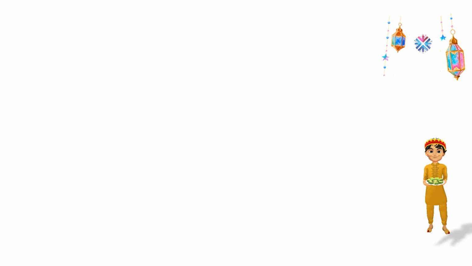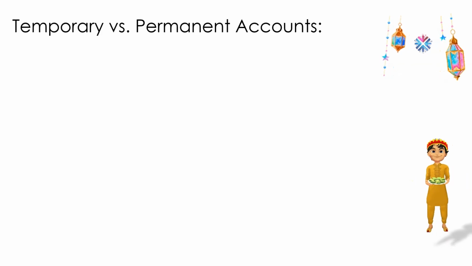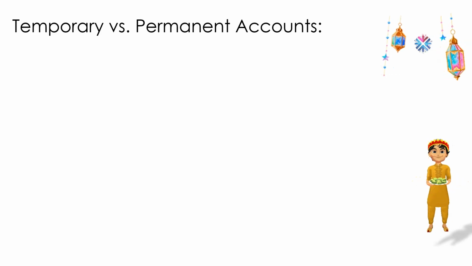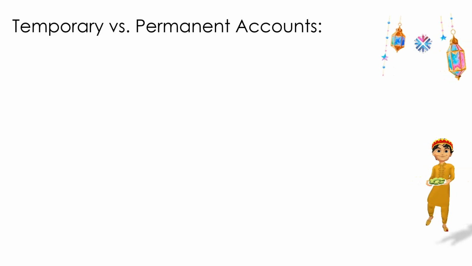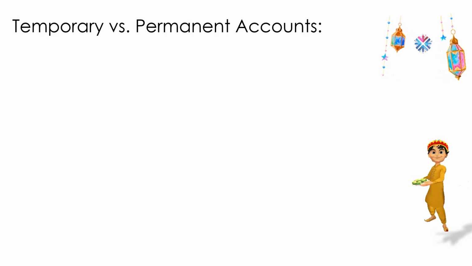Before we begin the review questions, let's clarify an important concept in accounting: the difference between temporary and permanent accounts. Our previous video explored how debits and credits work using the T account structure. Now let's build on that by examining how different accounts behave at the end of an accounting period.